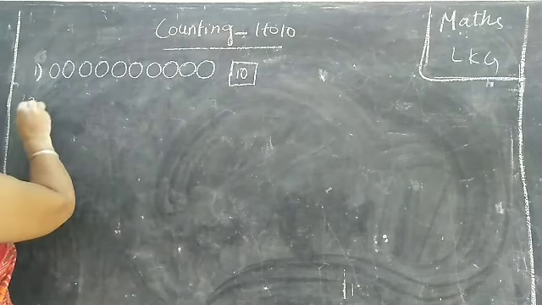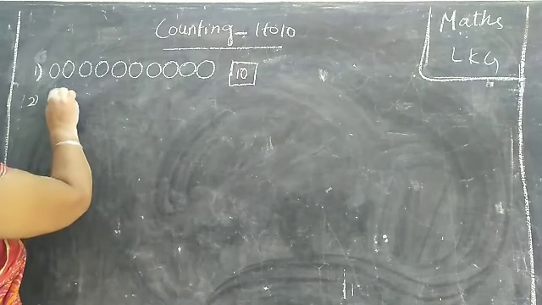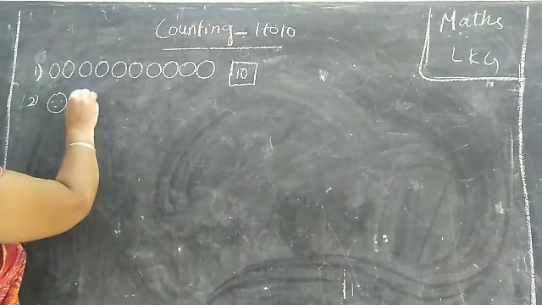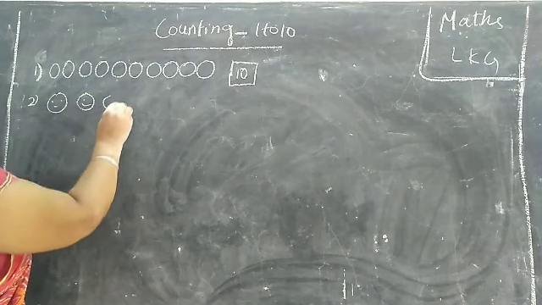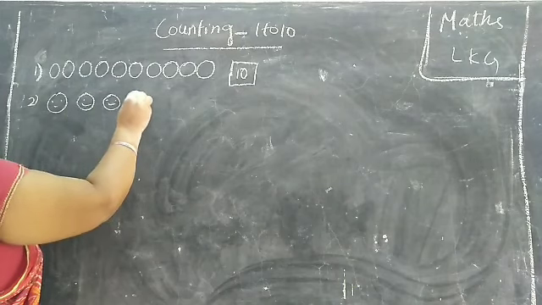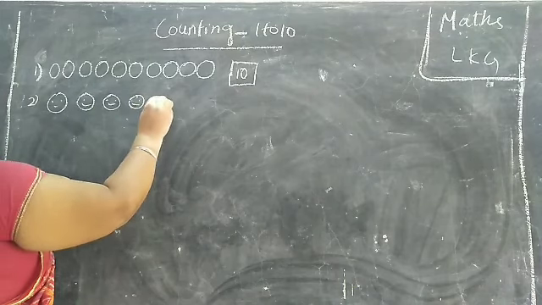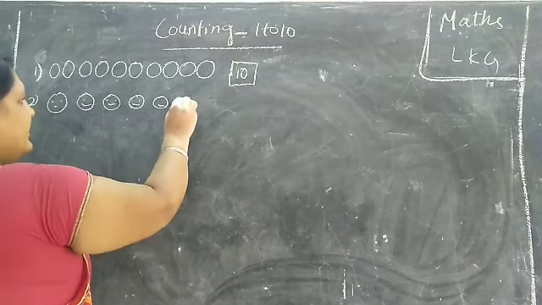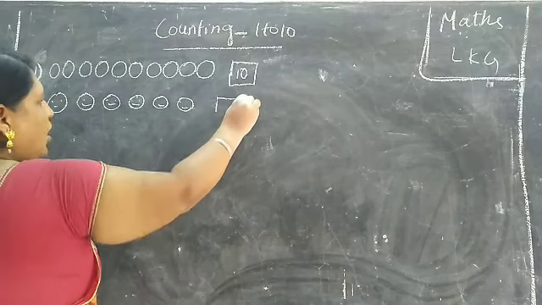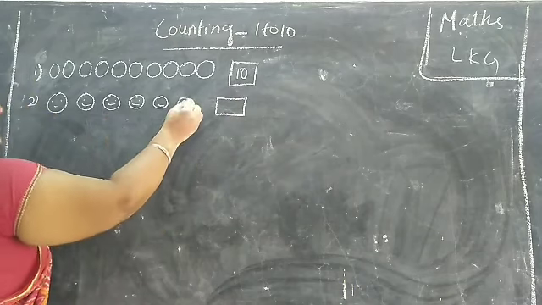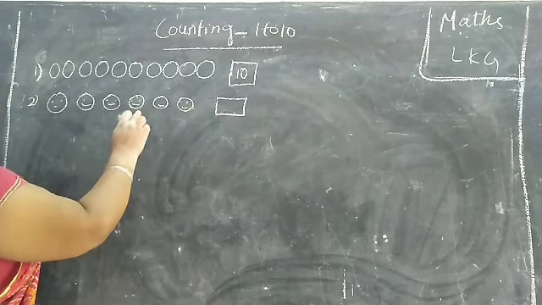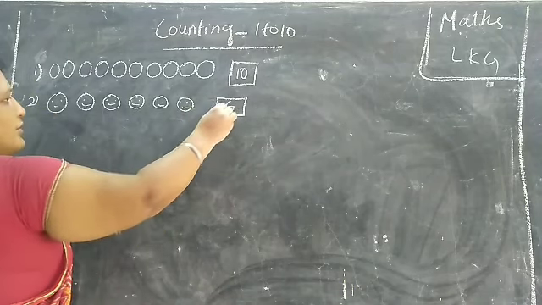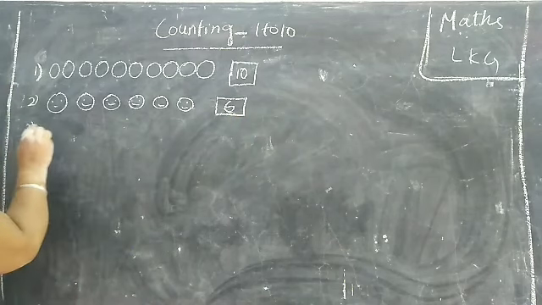Okay children? So next, smileys. 1, 2, 3, 4, 5, 6. So how many smileys, children? 1, 2, 3, 4, 5, 6. So 6 smileys.